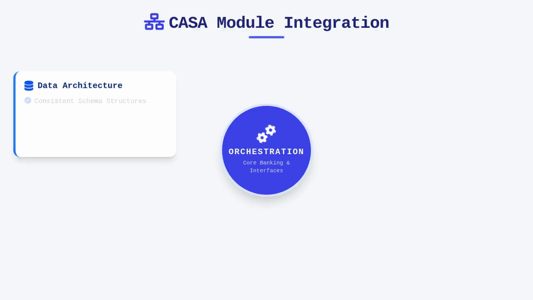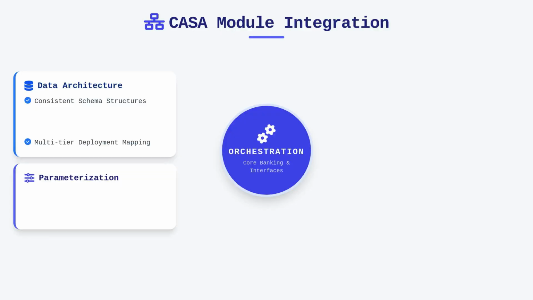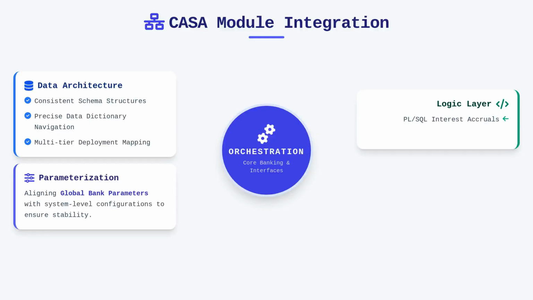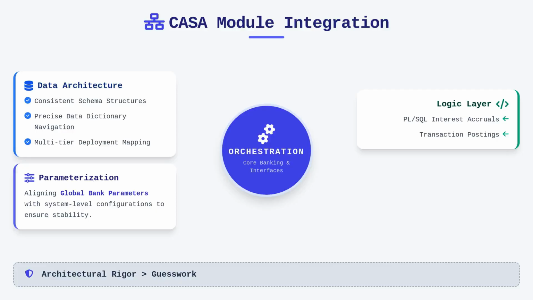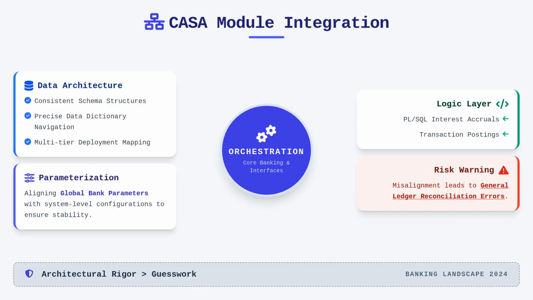The underlying architecture relies heavily on consistent schema structures and the proper mapping of data sources across the multi-tier deployment. If your data dictionary navigation is not precise, the integration of new account products will inevitably fail during transaction processing. You must ensure that the PL/SQL packages governing interest accruals and transaction postings are aligned with the global bank parameters defined at the system level. This is where architectural rigor beats guesswork, as any misalignment here surfaces as persistent reconciliation errors in the general ledger.